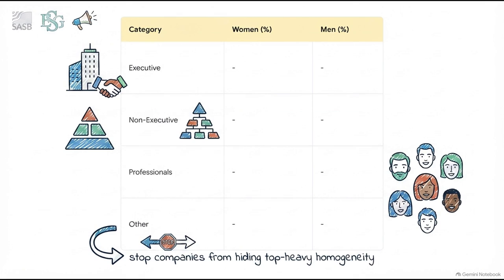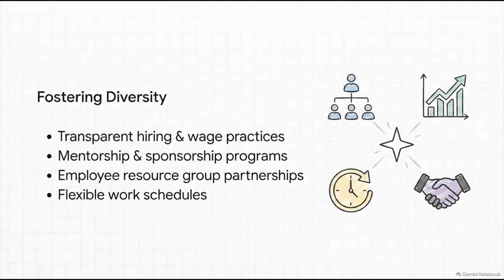To measure this accurately, the standard requires a precise, tiered breakdown of gender and diversity representation, running all the way from the C-suite down to entry-level staff. It's just not enough to give a broad, company-wide average anymore. Entities must categorize representation across executive management, non-executive management, professionals, and all other employees. This is a game changer because it stops companies from hiding top-heavy homogeneity by just overhiring diverse candidates at the lowest entry levels. But the data is just part of the story.